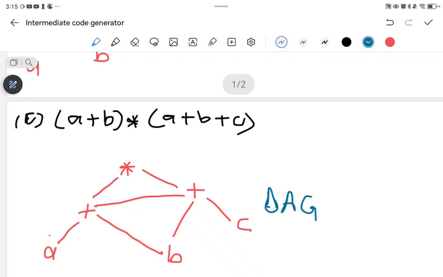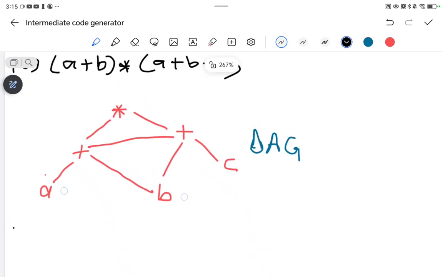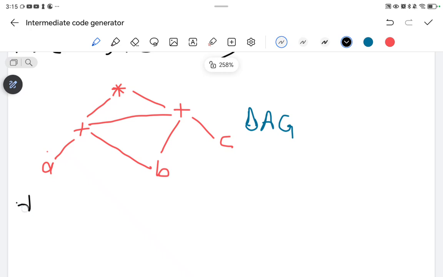Yeah. So any question? If you have a question, you can just ask. So DAG is very important, guys. It's going to be a bit tricky for you if you do not draw the DAG. So now I have this expression.